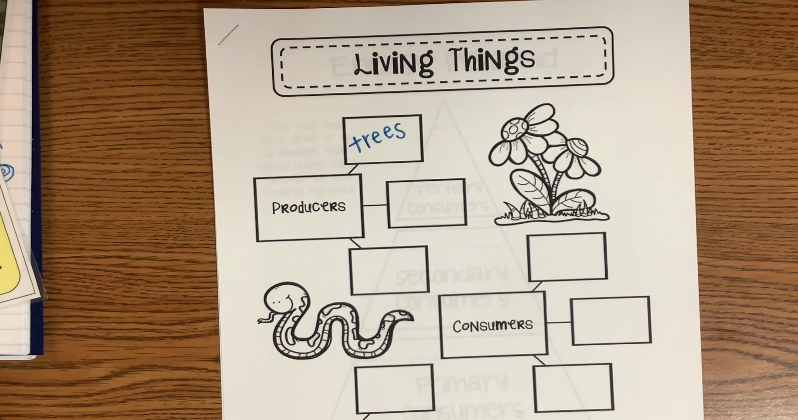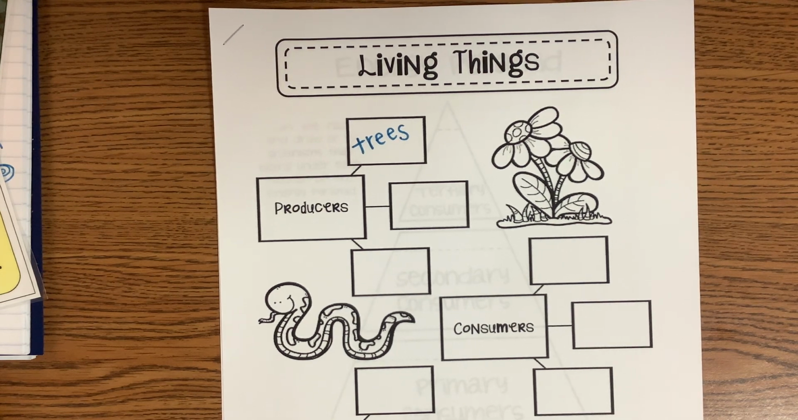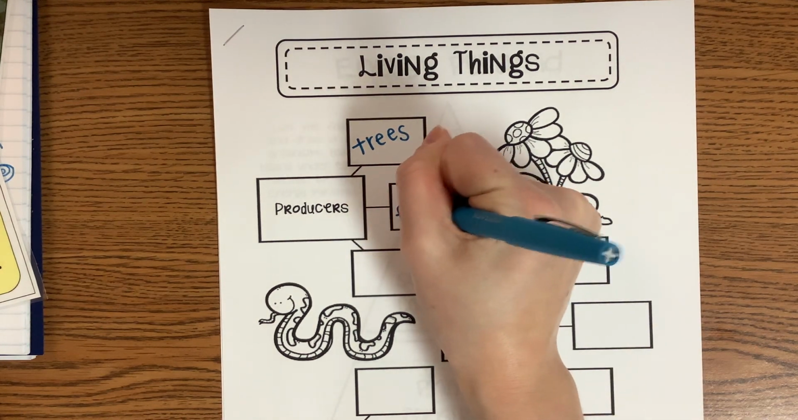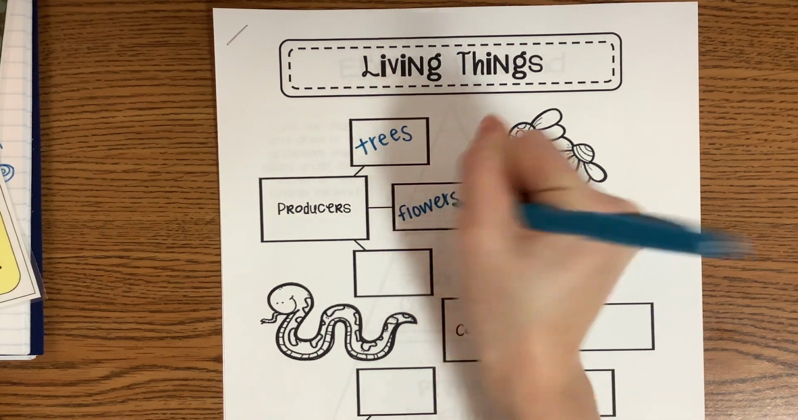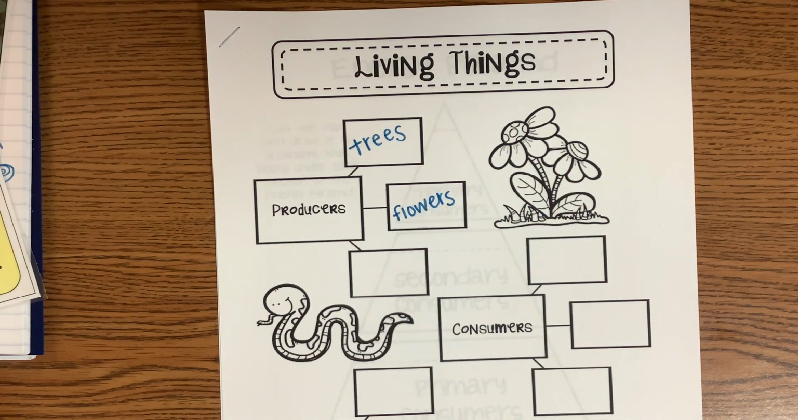Trees are producers. They make their own energy from the sun. What's another example of a producer? Maybe a flower. Flowers. Let's think what else. We could also say a cactus.